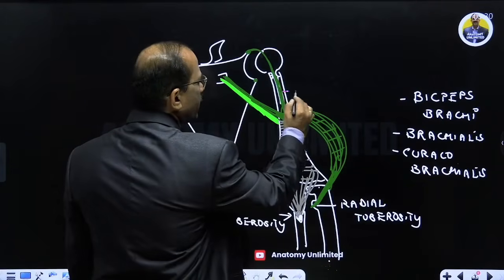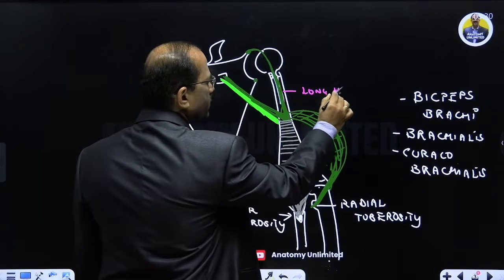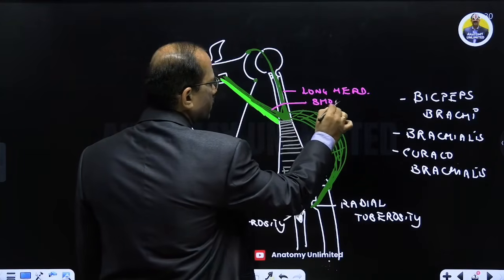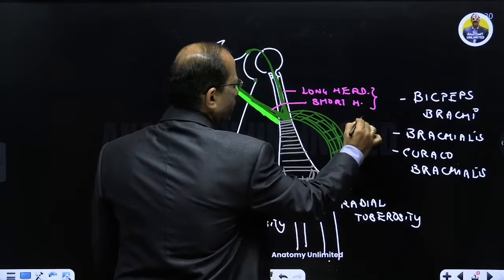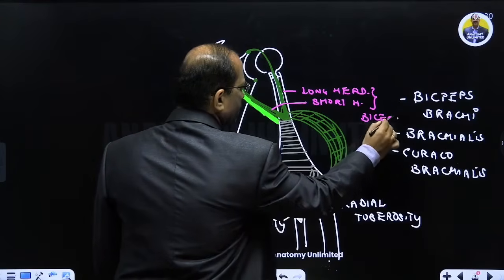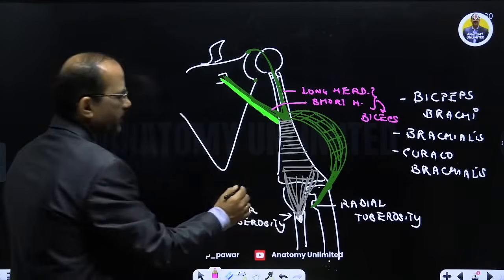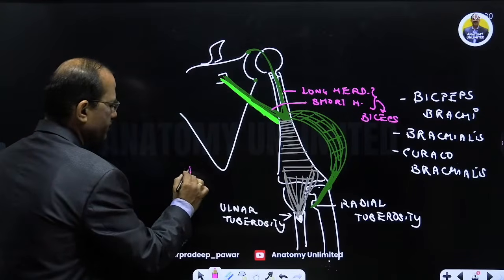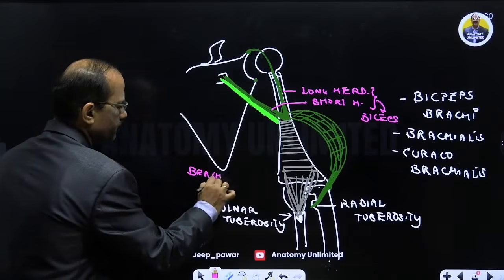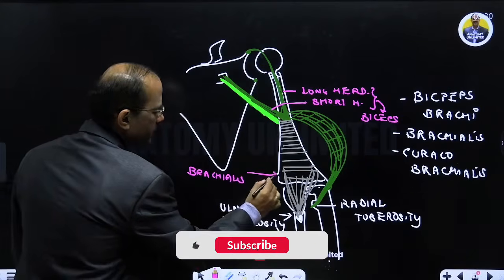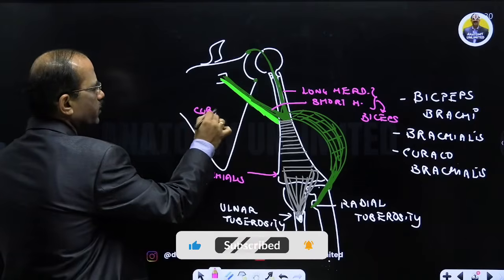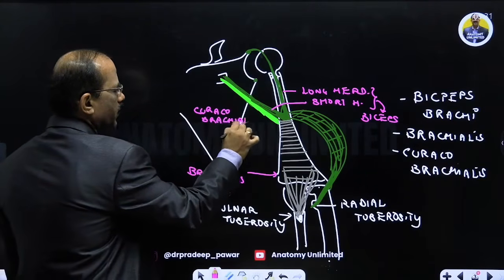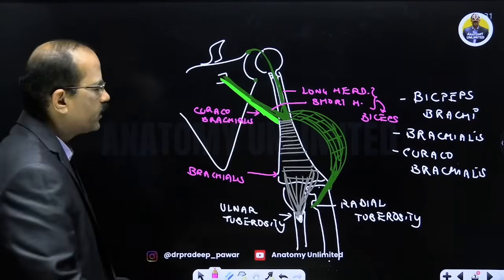तो ये है long head, and that's a short head of biceps. Long and short head of biceps brachii. What is this muscle? This is the brachialis. ये muscle है brachialis, and this muscle is coracobrachialis. Perfect है?